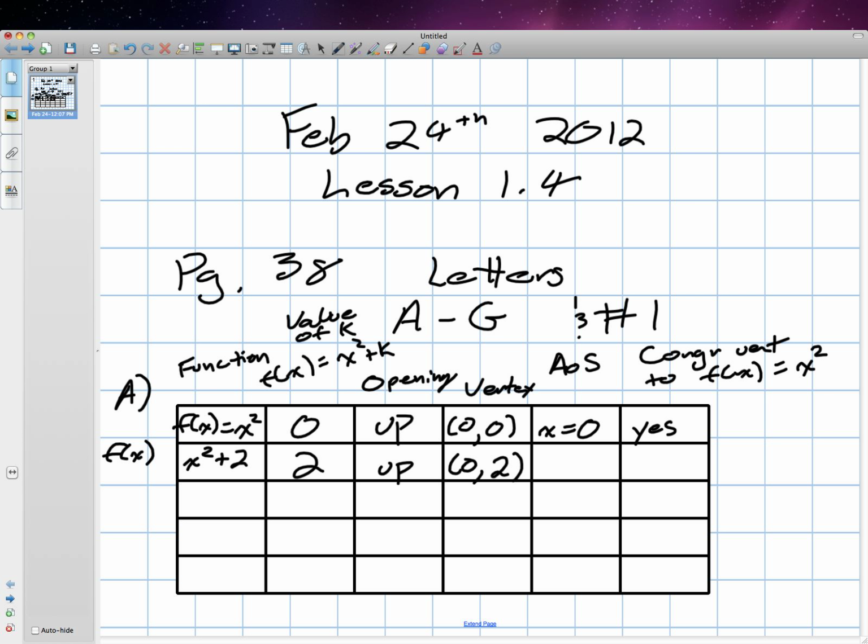Is it in the same spot as before? Yeah, it's going on the exact same line. It didn't move left or right. It's still on that y-axis. So our axis of symmetry is x equals 0. And is it the same shape as our original one? Yes. The shape of it did not change. So that's the idea.